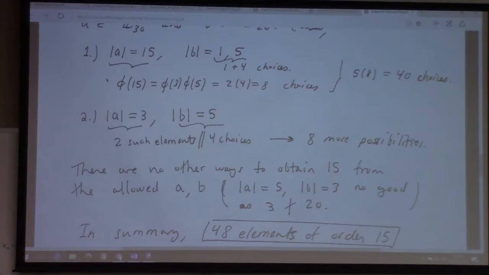And consequently, there's that one answer. How many subgroups? 48 elements of order 15. Each subgroup of order 15 has 8 generators, so I have to divide this by 8 to get 6 subgroups of order 15.